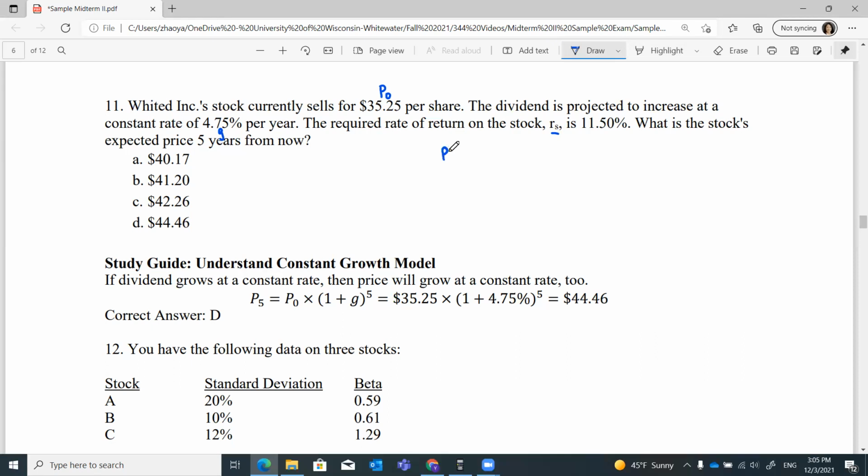So stock price, which is P5, equals P0 times 1 plus growth rate to the power of 5. Stock price will grow at the same constant growth rate as the dividend. So that's why we can find out P5 using P0 and growth rate. RS here is useless information.